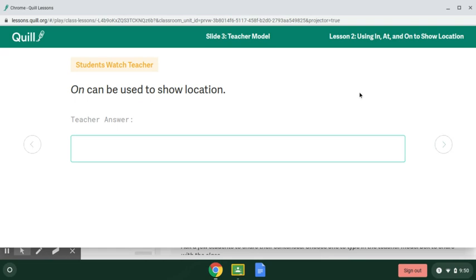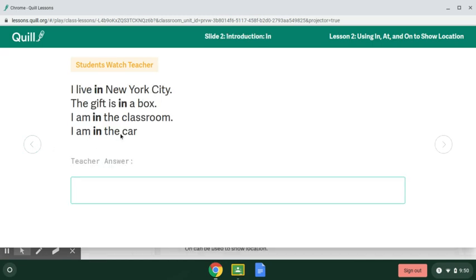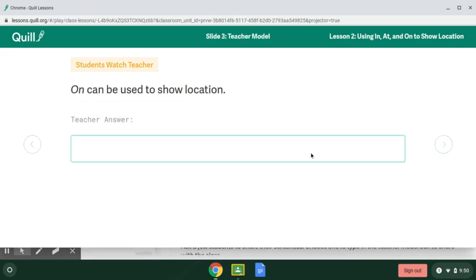Let's look at on also. On can be used to show location, and on is used to show location in a large vehicle. So remember back here, I am in the car. We said in was used for a small vehicle. Well, on would be used for a larger vehicle. And I wish I had something to show you here, but just listen to these sentences.